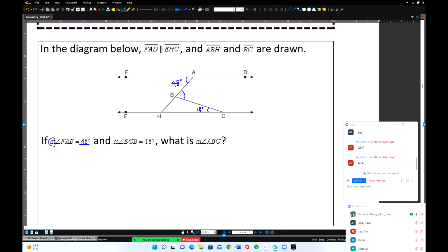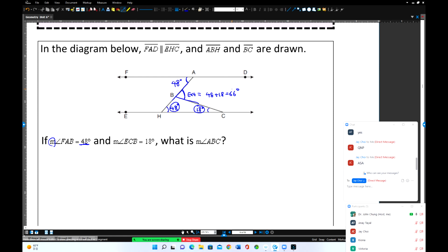Maybe you can use exterior angles. Okay, I'm going to use the exterior angle first. This is 48, this is also 48, right? Alternate interior angles are congruent. This is alternate interior angles. This angle is extended on one side, and that forms an exterior angle. This exterior angle is the sum of these two remote angles. 48 plus 18 equals 66 degrees. That's the answer.